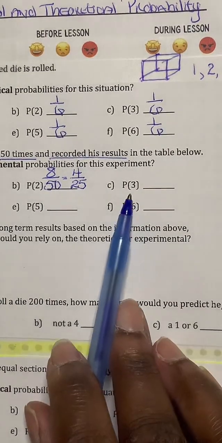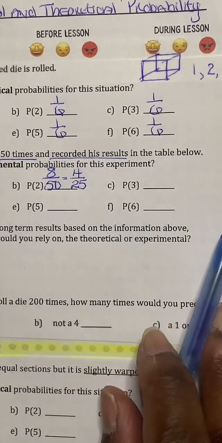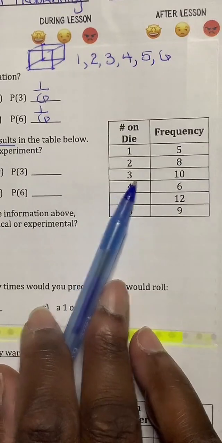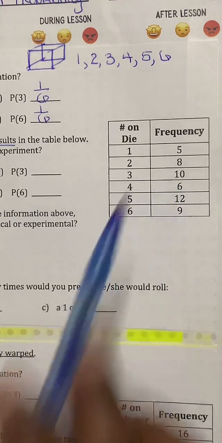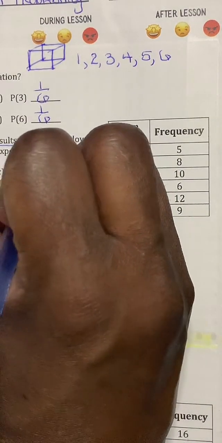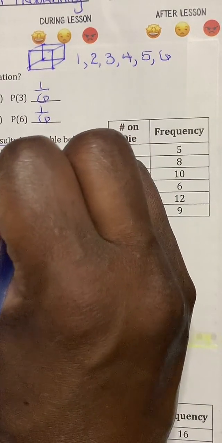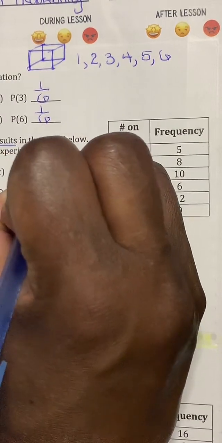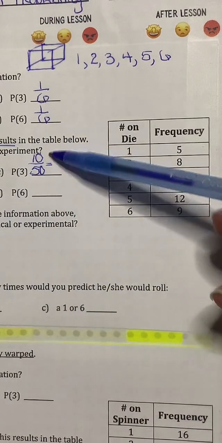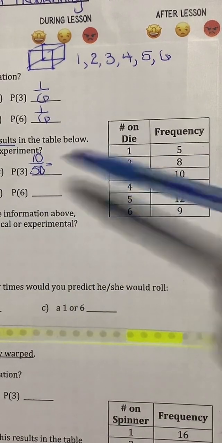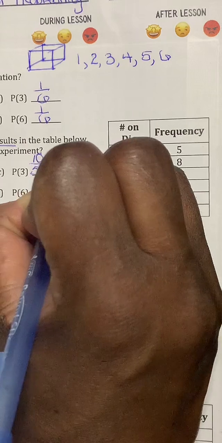All right. For the probability of a 3, go into the frequency table. We got a 10. No problem. So that will be 10 out of 50. They both end in zeros, so you can cancel out those zeros to get 1/5.